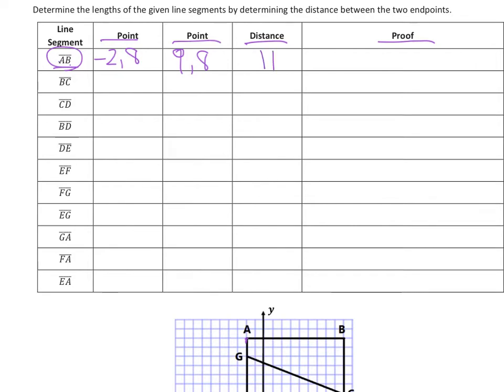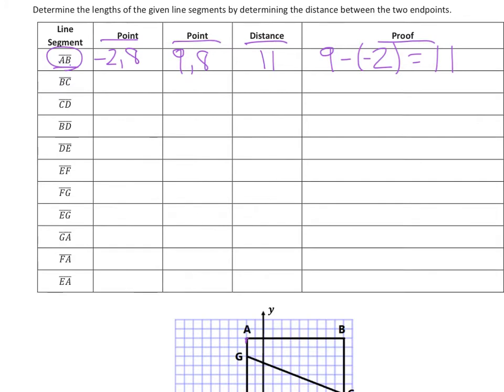Now, how do we prove it? Well, the distance from 9 to -2, we would say 9 minus -2 equals 11. And you see what I did there with the parentheses? I have to do that because I've got a subtraction and a negative sign, and if I don't put the parentheses in there, that would look confusing. So let's try another one.